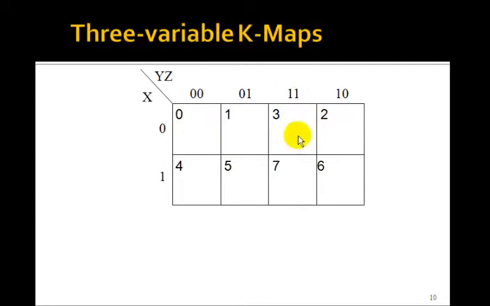We've got to skip this column. 4 is 1, 0, 0, 5 is 1, 0, 1. We've got to skip this. Here's 6, 1, 1, 0, and 1, 1, 1 is 7.